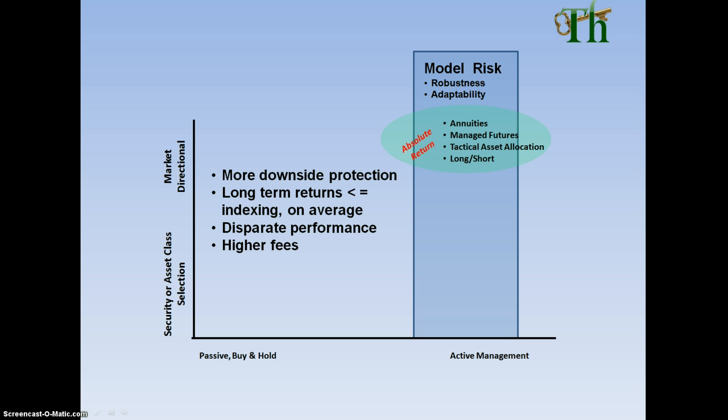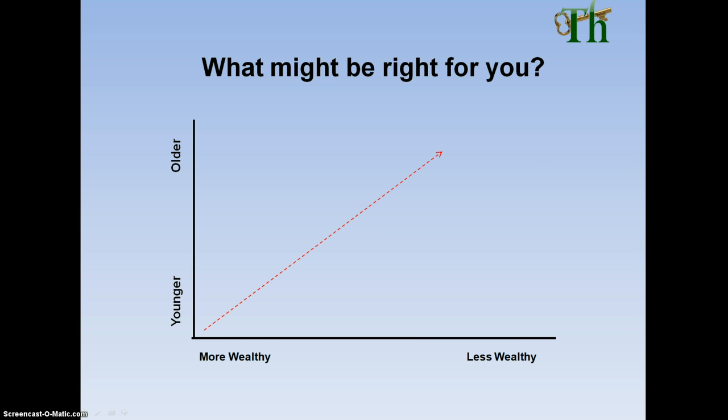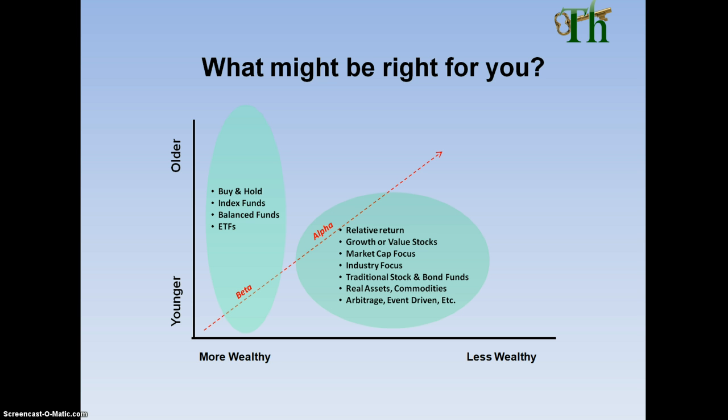Those pursuing an absolute return goal should recognize that more downside protection may not come with better long-term average returns than passive investing, but it certainly will involve higher fees. So, what is right for you? It comes down to your age, your wealth, and your disposition. There are plenty of beta and alpha strategies to choose from. Successful absolute return strategies are harder to find.